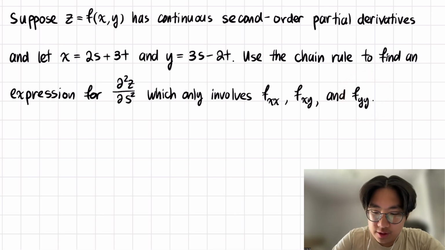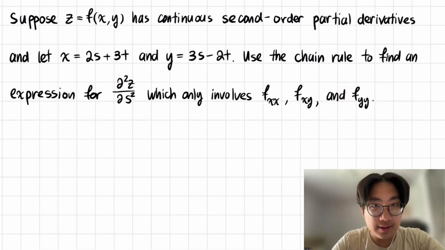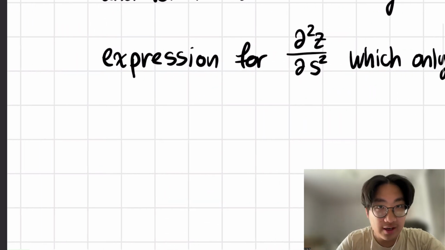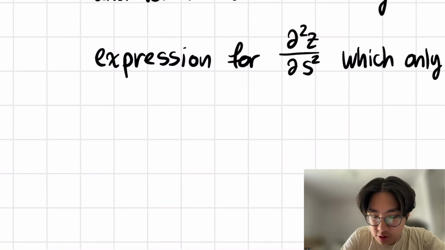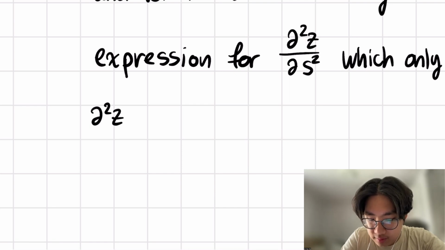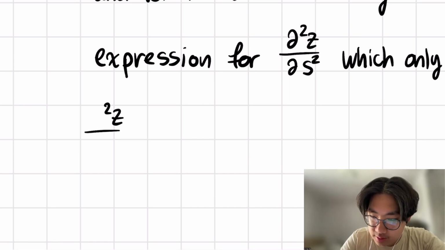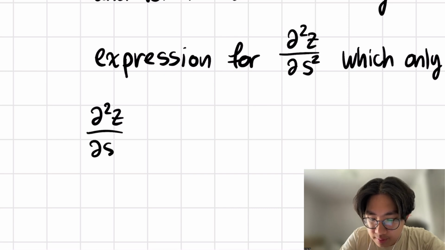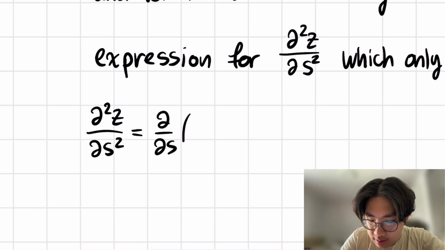So first, what we want to do is rewrite this as something that we can really work with, or something that's easier to recognize at least. So partial squared z over partial s squared, we can rewrite this as partial over partial s of partial z partial s.